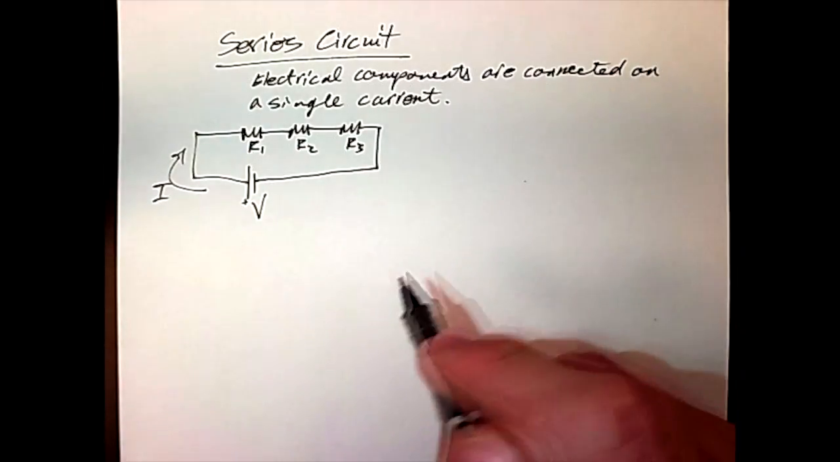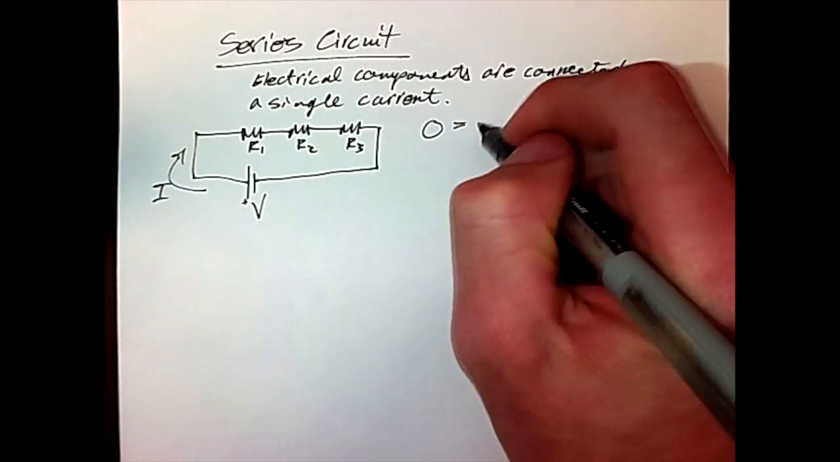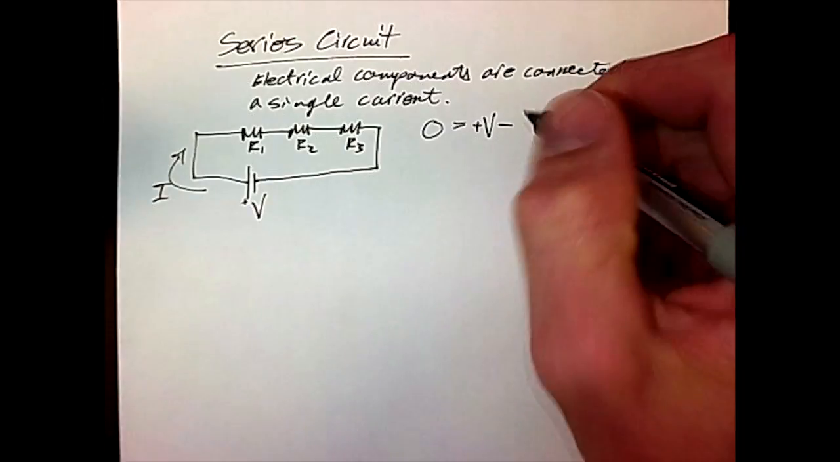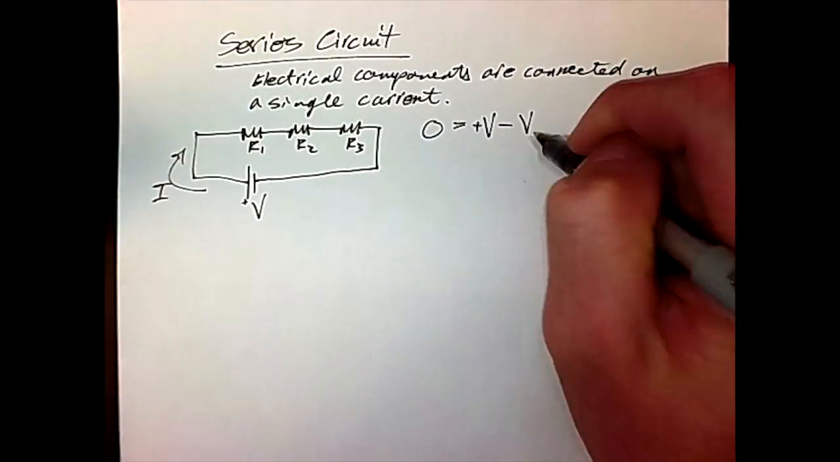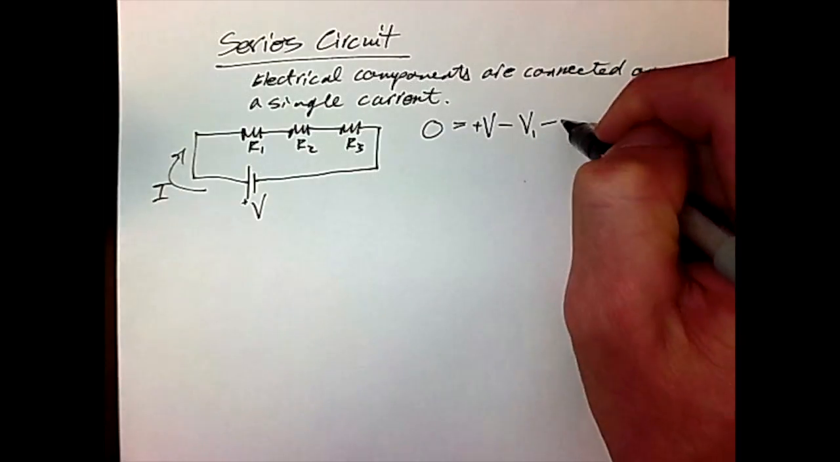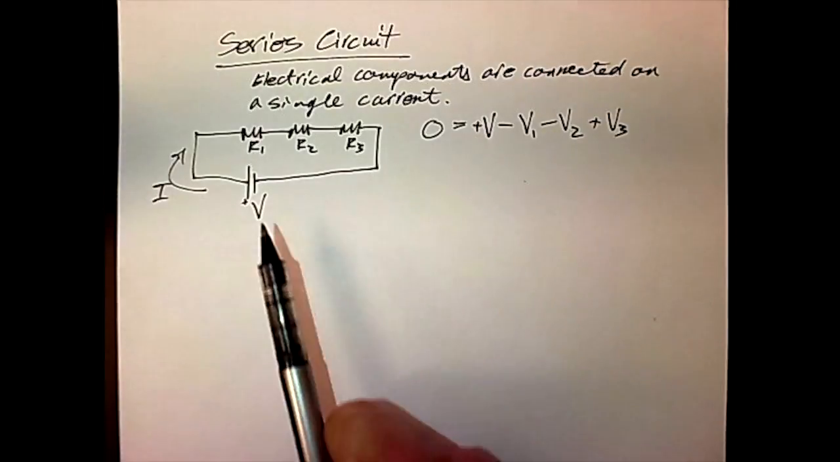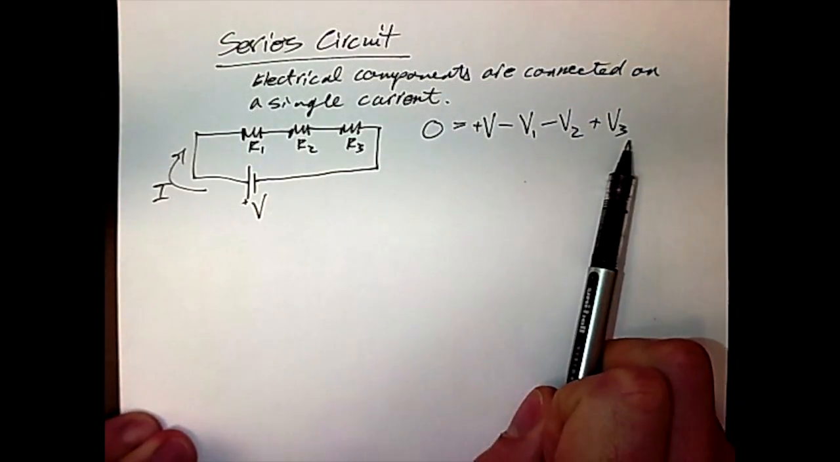And if we think about Kirchhoff's rules, the loop rule says that for any closed loop, the total potential must be zero. And so 0 is equal to the voltage added by the battery minus the voltage utilized by resistor 1, resistor 2, and resistor 3. In other words, the potential difference being supplied by the battery is divided amongst the three components.